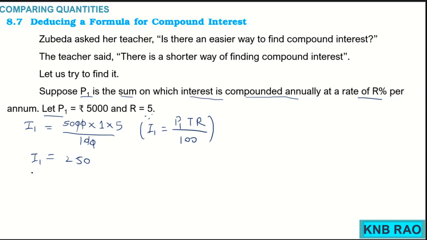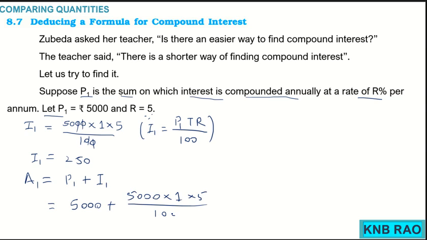Now, see children, normally if I want to find the amount by the end of the first year, then I have to add to the principal for the first year this interest for the first year, by substituting the P1TR by 100 formula. That is 5000 plus 250, which I can take like this: 5000 into 1 into 5 by 100. Here, if I take 5000 common, I will have 5000 times 1 plus 1 into 5 by 100.